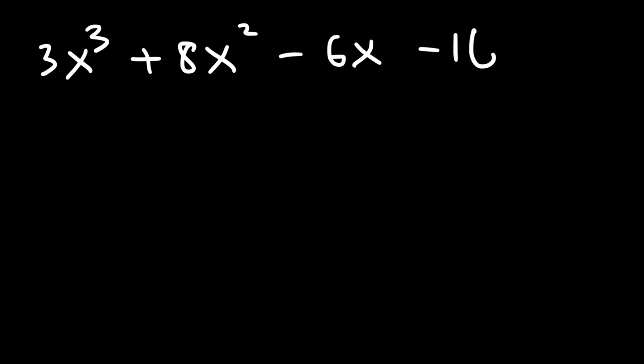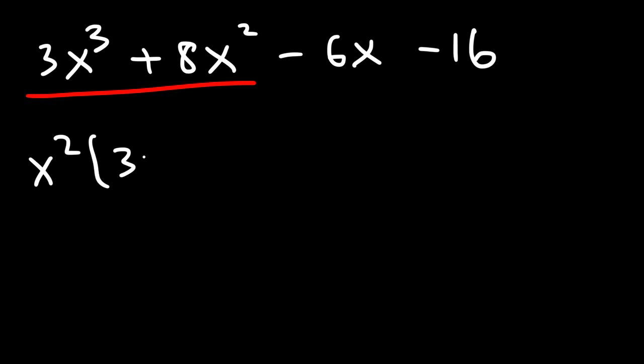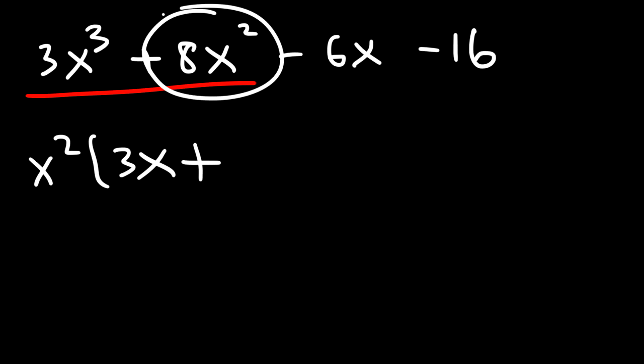Now let's try another example. 3x cubed plus 8x squared minus 6x minus 16. Go ahead and try that one. So let's take out the GCF in the first two terms. The only thing that we could factor out really in this example is x squared. 3x cubed divided by x squared, that's going to be 3x. And then 8x squared divided by x squared is 8.